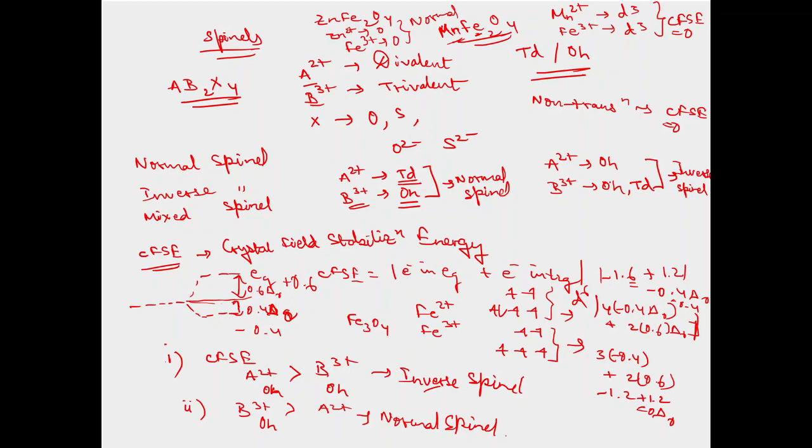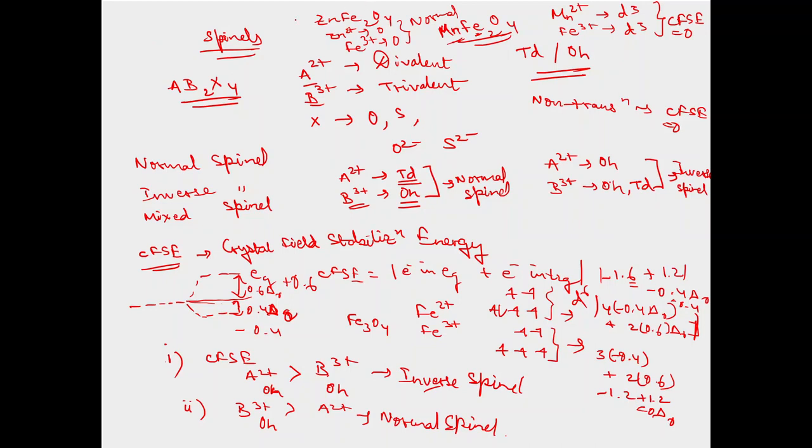Now what do we do if, for both the divalent and trivalent metal, the CFSE comes out to be 0? How to compare that? As I said, the structure depends on whether the ion is present in a tetrahedral void or an octahedral void, and the tetrahedral void is smaller than the octahedral void. If the smaller metal ion is present in the smaller tetrahedral void, and the larger one is present in the octahedral void, then we will get a normal spinel structure. Whereas if the opposite happens, then it will be inverse.